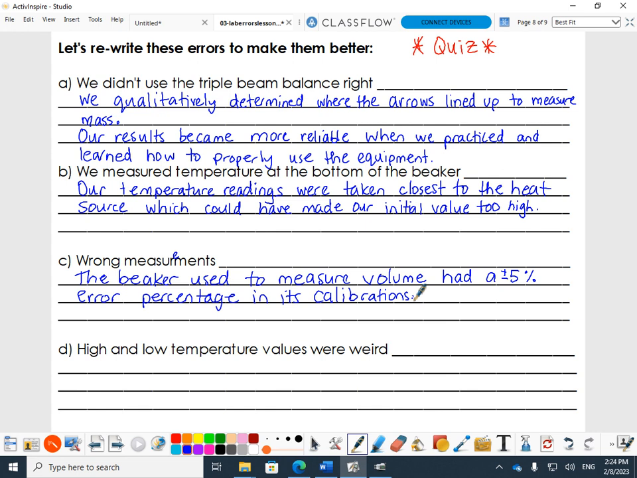Okay, so this one says high and low temperature values were weird. So what can happen, our thermometers aren't perfect. So as I said, ours do not have mercury. Technically, mercury would work better, but it's toxic, right? So for obvious reasons, we don't have them.